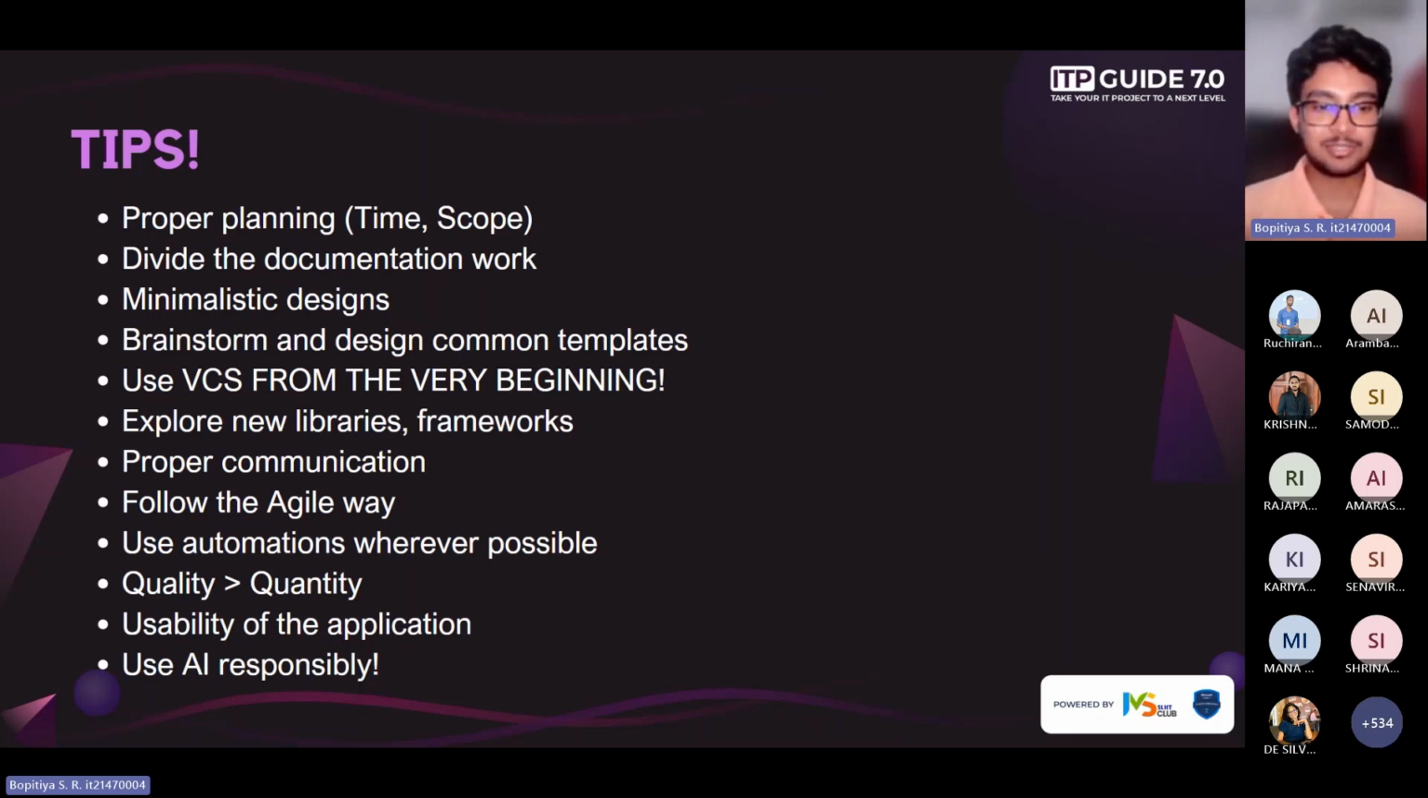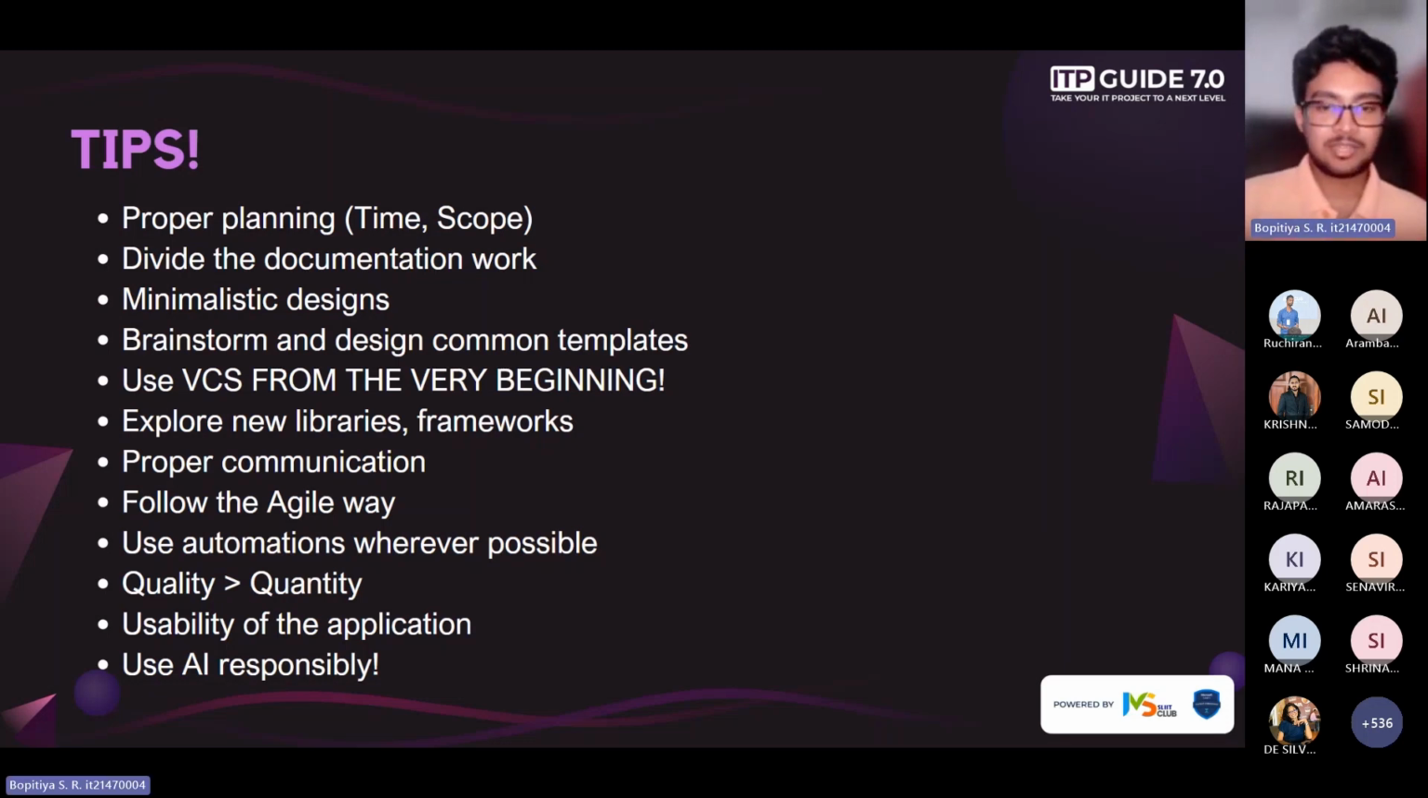And have proper communication with your members, be understanding, always help each other, follow the agile way, and use automations wherever possible. The reason I mention this is that it will save you a lot of time. There's something called GitHub Actions. If you're not familiar with it, go check it out. GitHub Actions will help with code review processes before you merge a huge commit into your dev branch. So take a look at those if you are not familiar with them already.